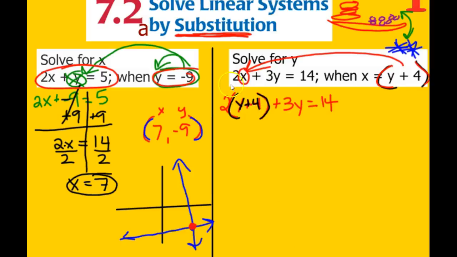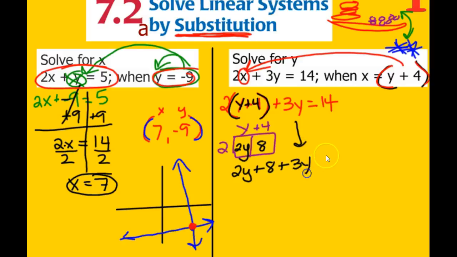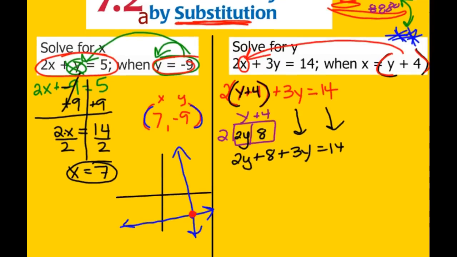Now I need to solve, and I can double check to make sure I have all the same letter now. Y, because eventually we're going to want to combine them together. So I see parentheses here, that means I'm going to distribute. I have 2, and then y plus 4. 2 times y is 2y. 2 times 4 is 8. So I have 2y plus 8 plus 3y equal to 14. I just rewrote what I already have.